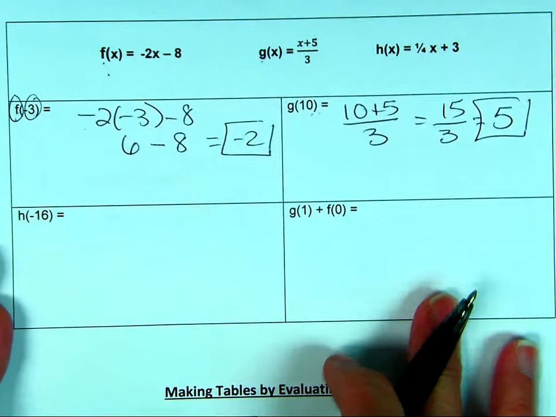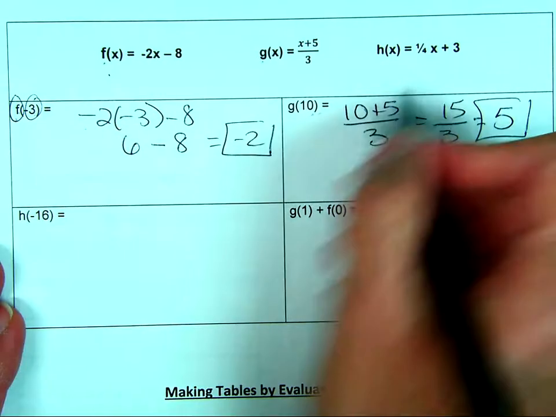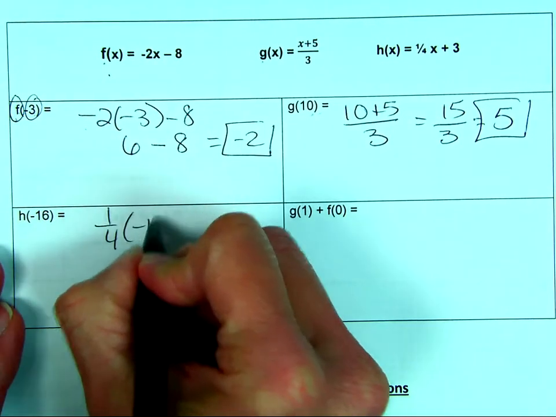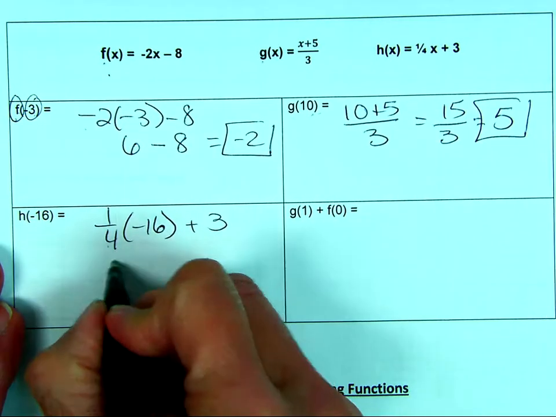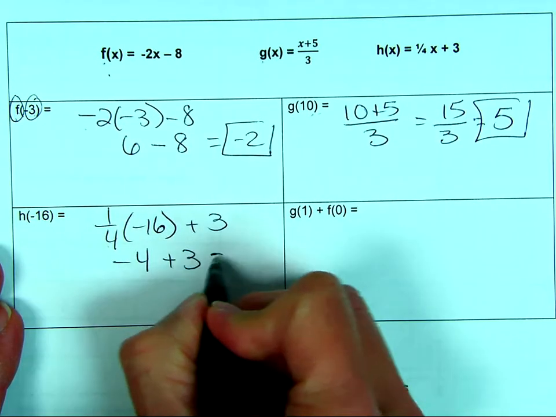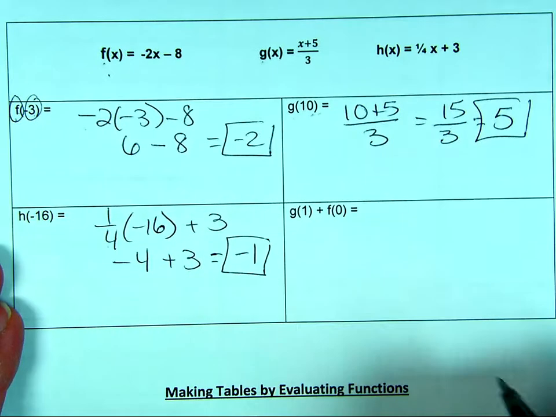Okay, h of negative 16. So this time I have to go to h. It says 1/4 of negative 16 plus 3. Well, 1/4 of negative 16 is negative 4. And if I add 3 to that, I get negative 1.